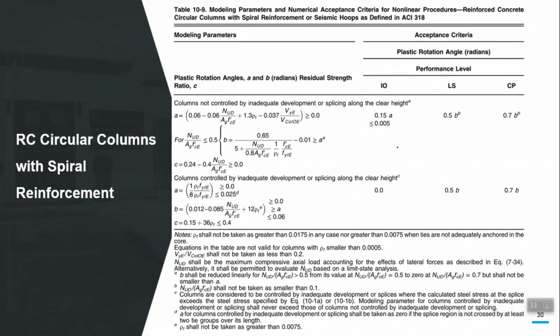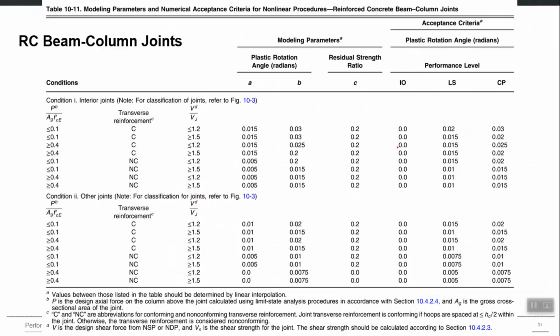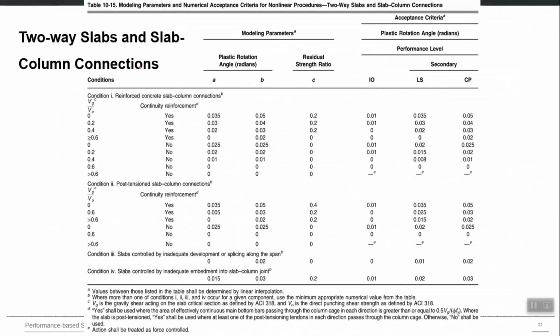Another table for spiral reinforcement, then RC beam column joints, right. So, for joints again plastic rotation A and B, residual strength C, and then IO, LS and CP are given, right. So, depending upon different input things, you will enter that table and pick your 6 numbers, and construct your action deformation curve. So, this is the table for two-way slabs and slab column connections, same thing A, B, C, IO, LS and CP.